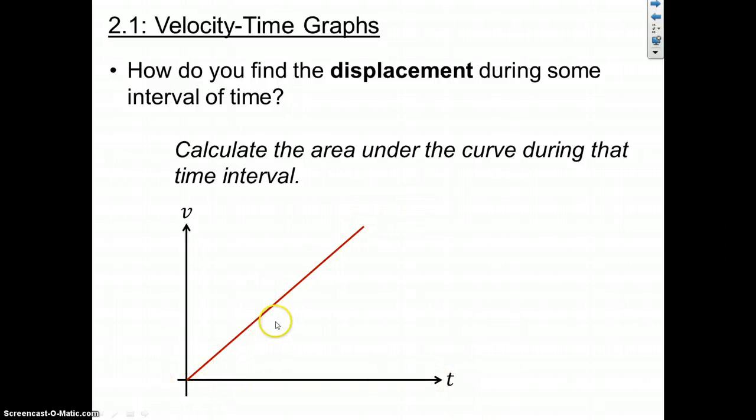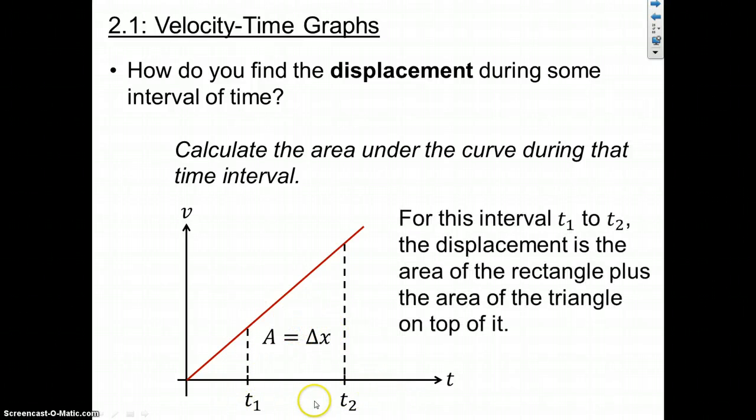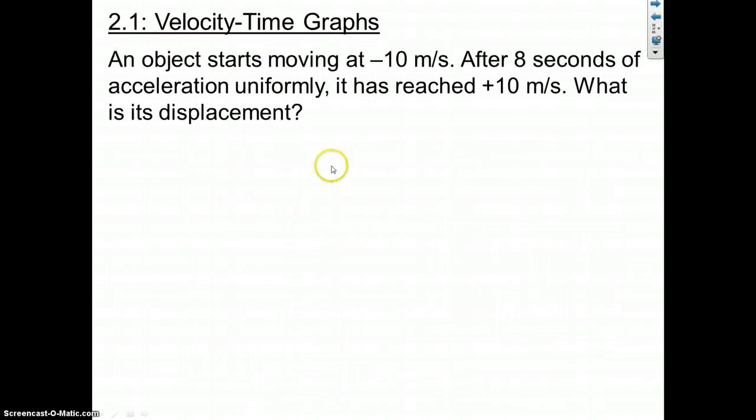The area below it is going to be down here, right? So for some interval t1, t2, that's what the area looks like. If you find what it equals by finding the area of the triangle and then adding the area of the rectangle below it, then that area equals the displacement for that interval. Right? So here's an example.